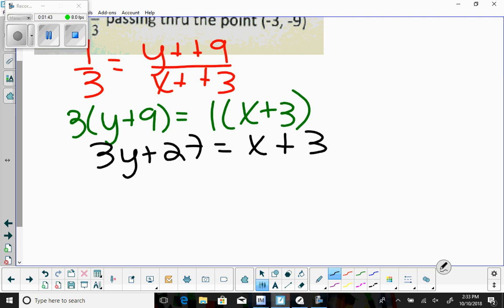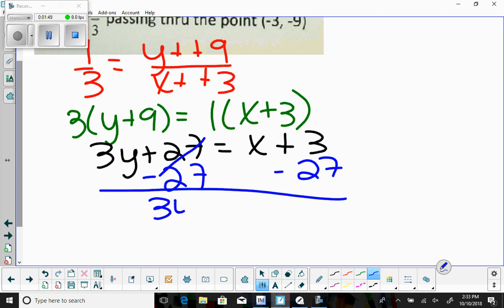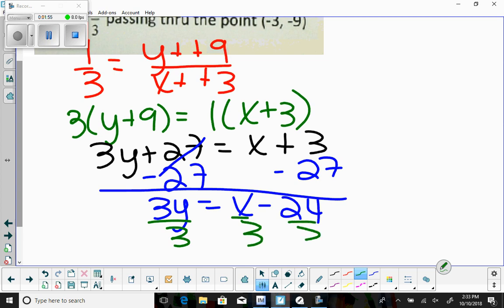Getting y all by itself, our next step would be to move the 27. And then divide by 3. So y is going to equal 1/3. Remember, I do like for you to put 1/3 x instead of x over 3. Just looks better for the slope. And then 24 divided by 3 is going to be -8.